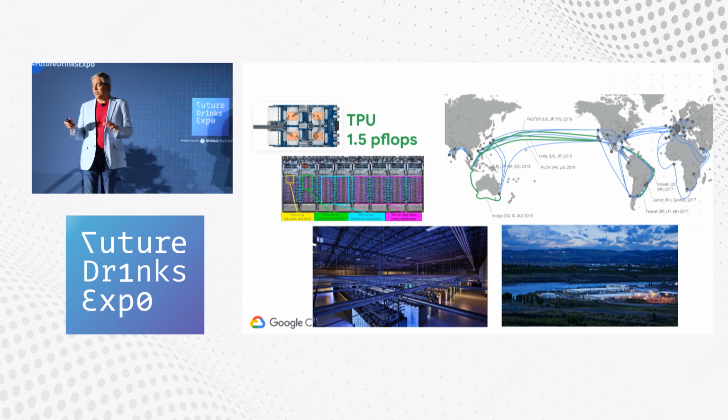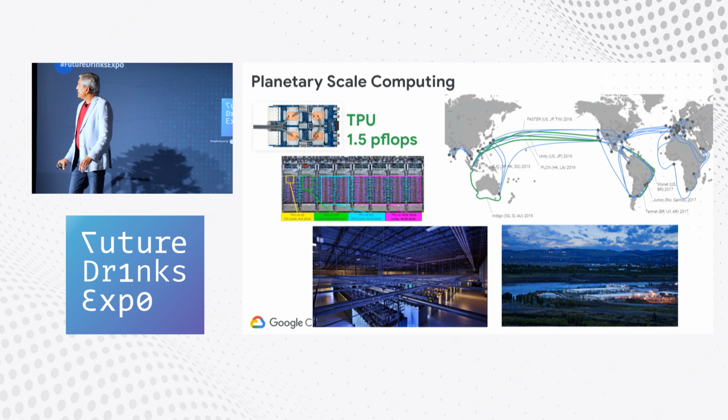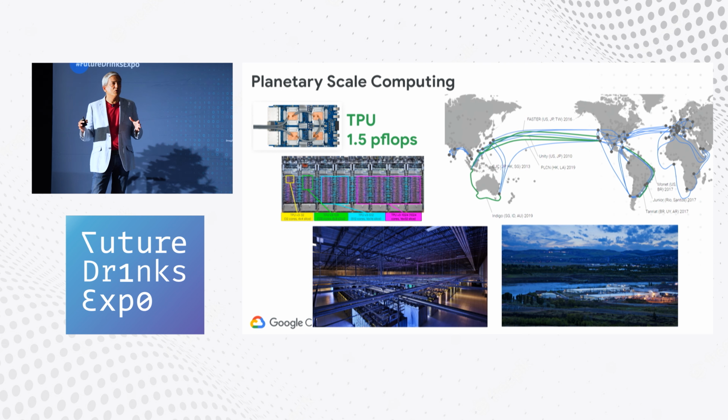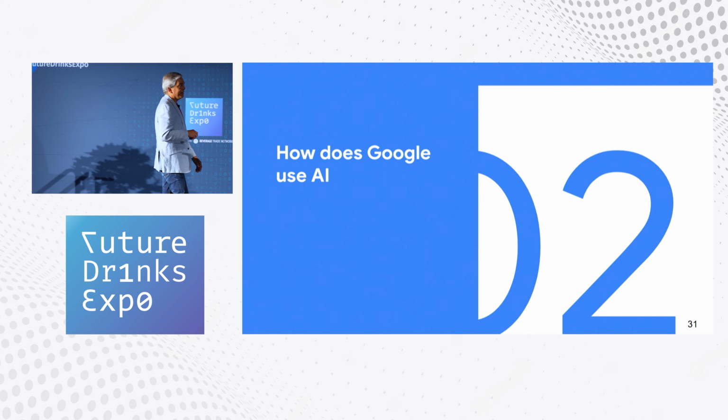So the entire computer is distributed across the world. We call it a planetary scale computer. The whole planet is a computer in a sense. It's a giant supercomputer running Google. And that's how we get the scale that you need.